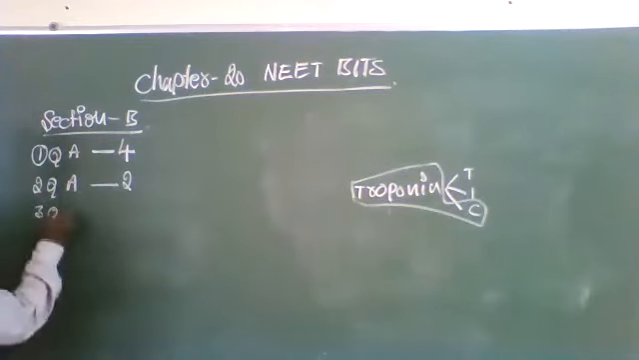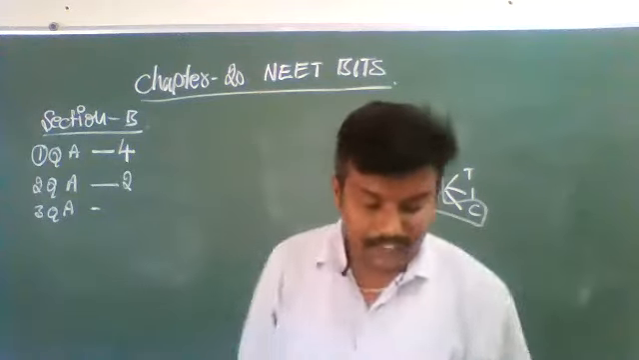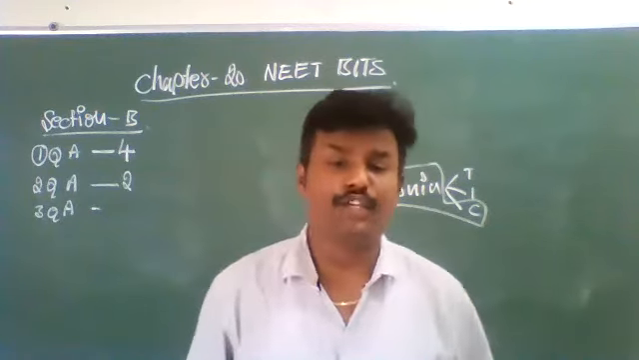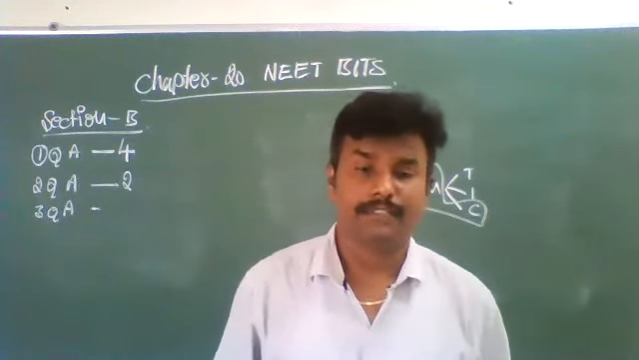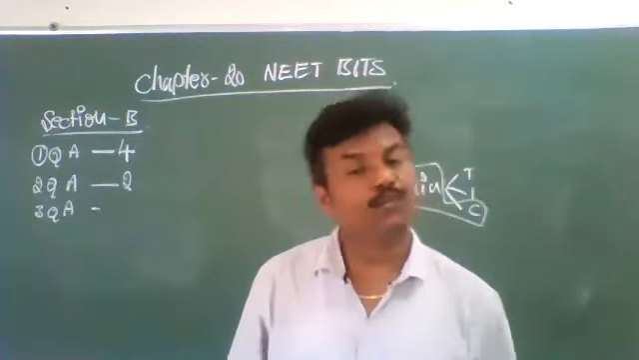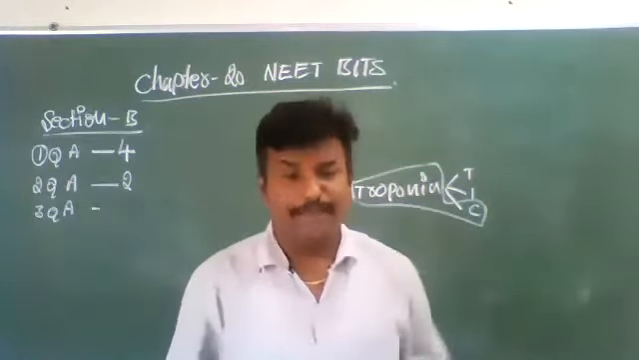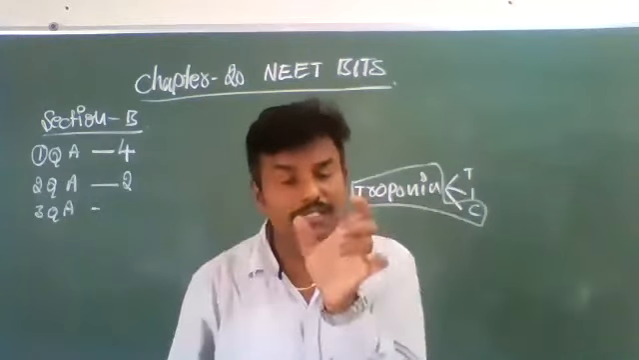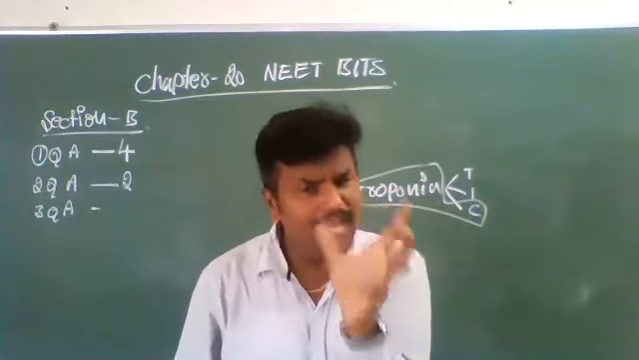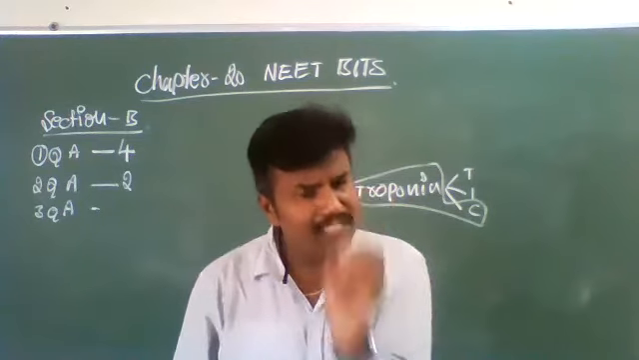Third question. The contraction of muscle of shortest duration is seen in: see, in every chapter, some of the bits beyond the textbook, 1 or 2 bits, come application oriented. No problem, I will give the explanation. The contraction of muscle of shortest duration, so the contraction time is very short. The duration of contraction takes a very short time.